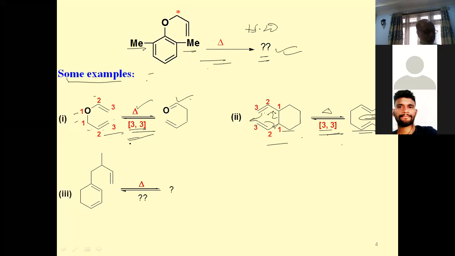Just tell me what type of rearrangement. We got here an example of 3,3 rearrangement. Then in one case we got a 1,3 rearrangement. So what is this one? Quick. No time, we cannot spend time. You have to identify which is the sigma bond that is going to be broken, and then you count from two sides.